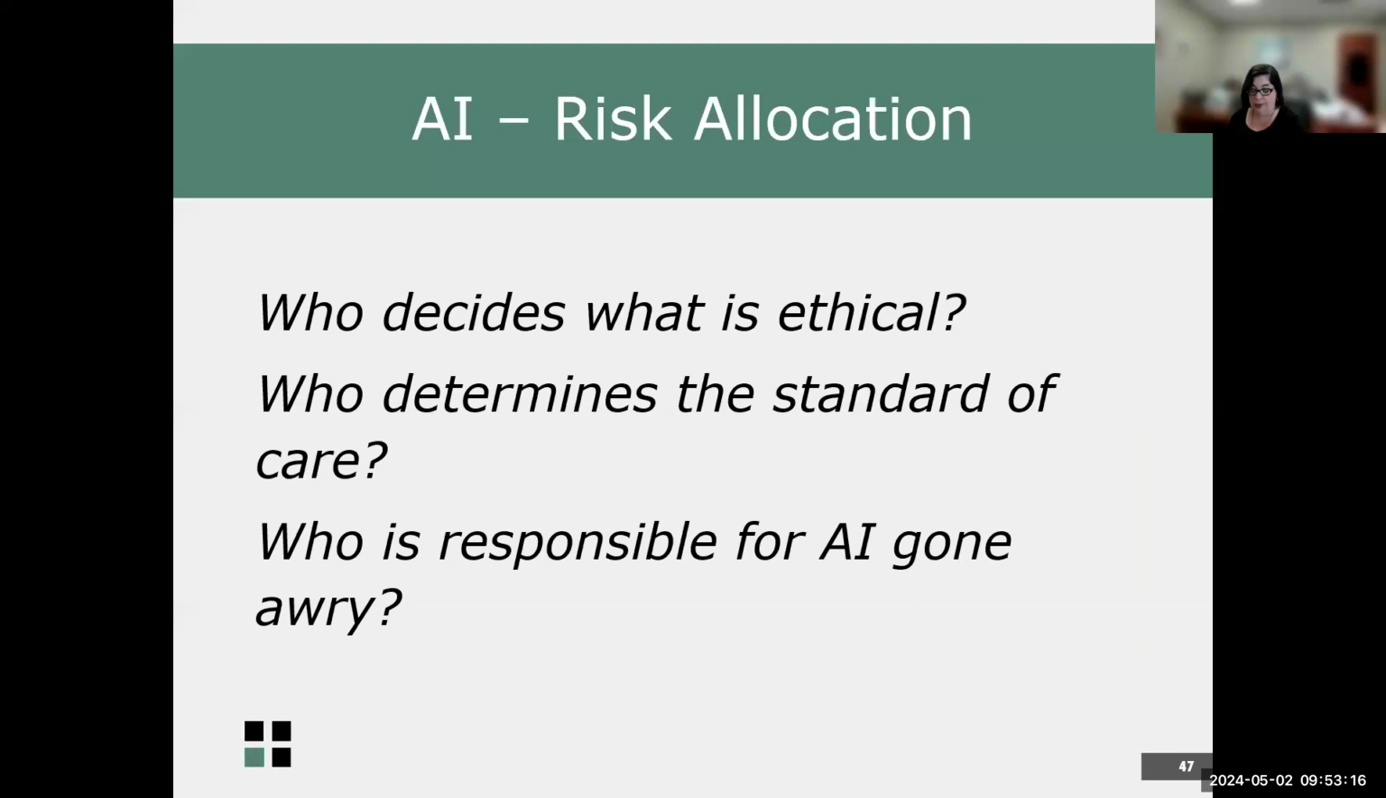So talking about risk allocation in all of these different issues, who decides what's ethical? Who determines the standard of care? Who is responsible for AI when it goes awry? We don't have a lot of guidance. As I mentioned earlier, there are some rules being generated within companies, within law firms. There are at least two, not Missouri or Illinois, but at least two state bars that have developed some AI guidelines. There are many other legal groups and bar associations looking into the issue. But in looking at this, one big thing to think about is who is responsible for AI gone wrong. So we can advance the slide.